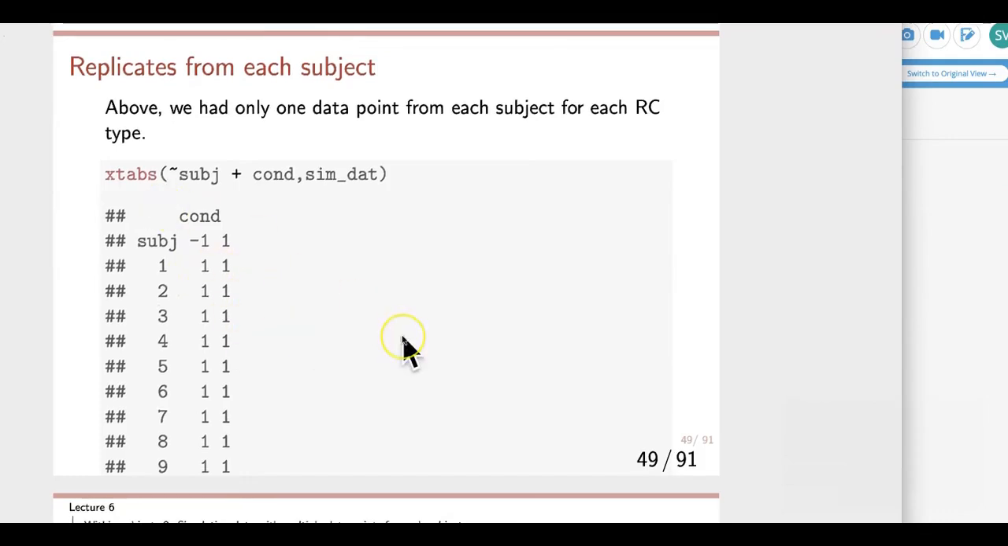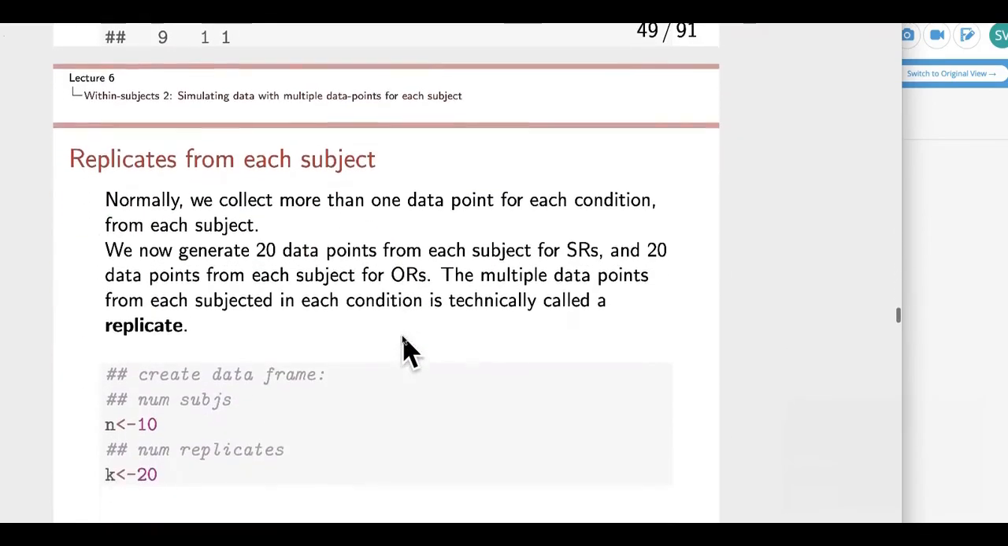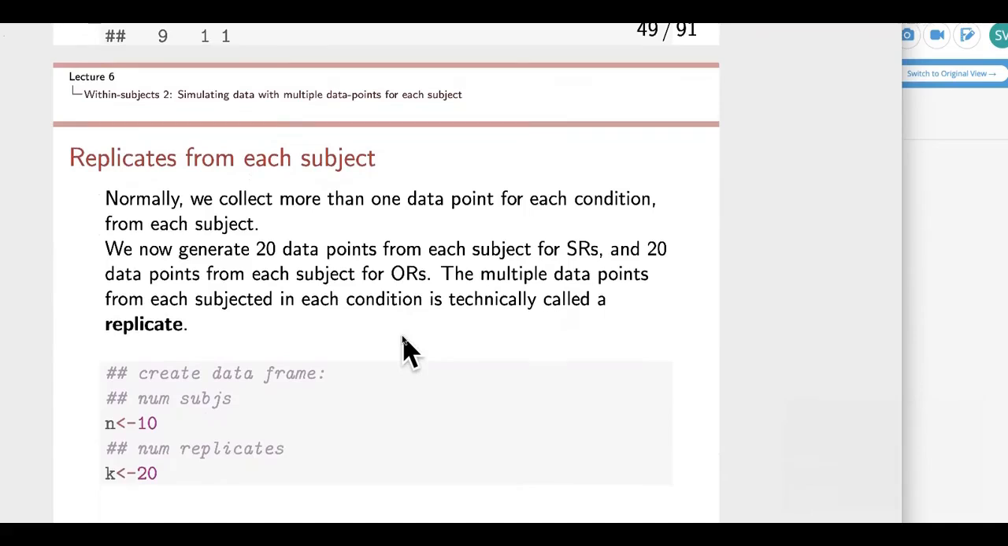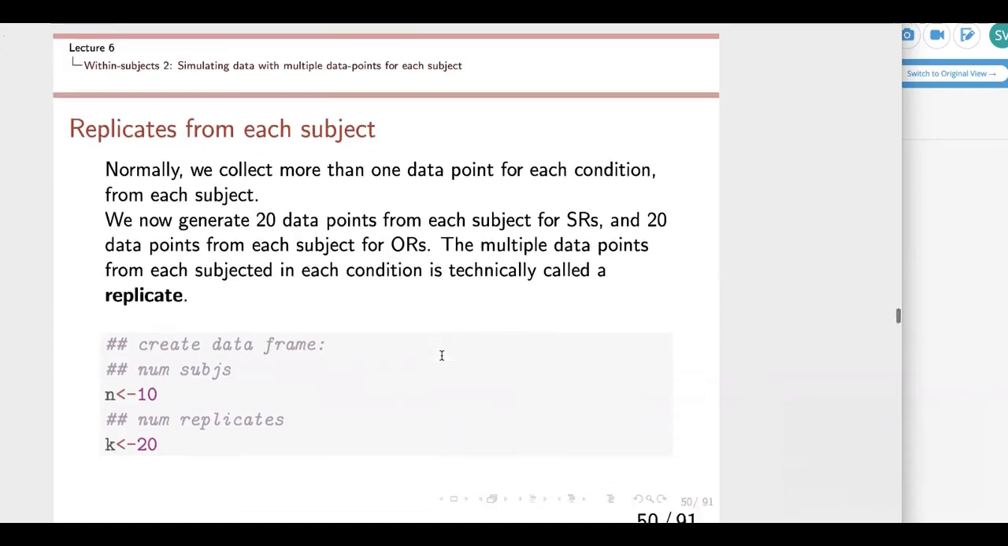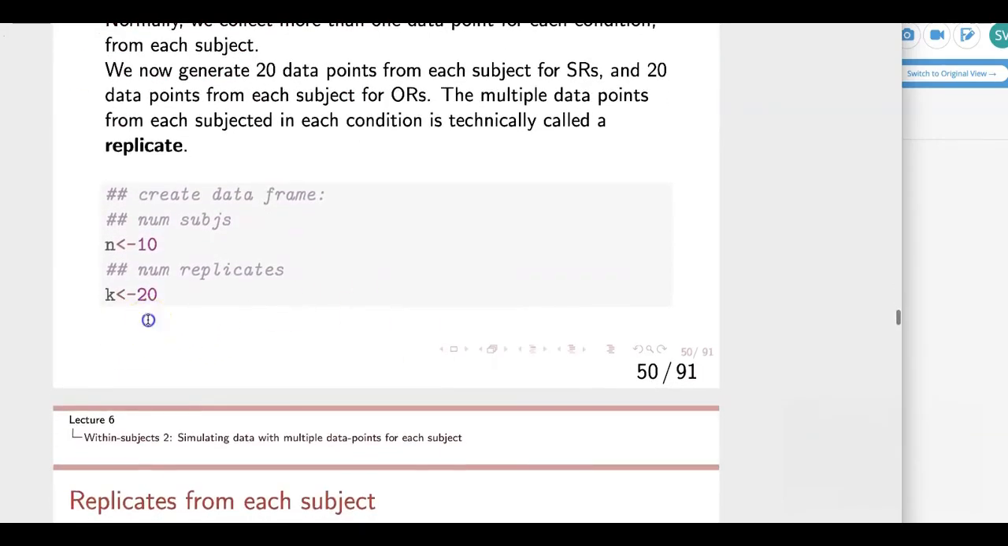So that's what this output is showing you, right? But in real life, when we are actually collecting data, what we typically do is that we have more than one data point for each condition from each subject. So for example, we might have 20 data points for each subject in subject relatives and 20 data points from each subject in object relatives. These multiple data points from each subject in each condition is going to be called a replicate. Okay, so the way we generate these replicates is the following.